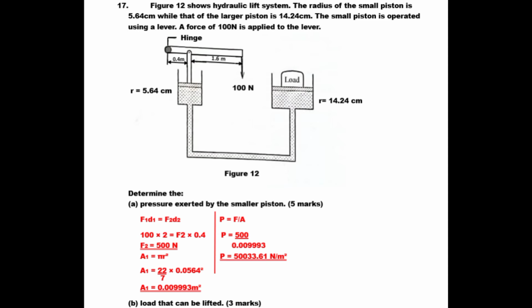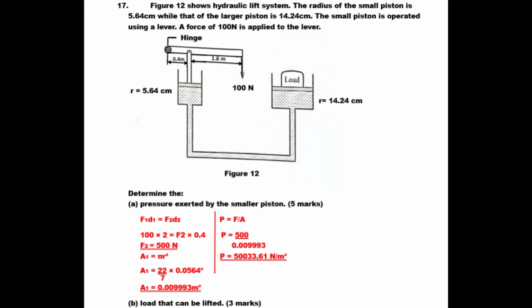So that means force 1 d1 equals force 2 d2. We apply the principle of moments for the lever. So 100 times the distance, the pivot is at the hinge, which is 2 meters, that is 1.6 plus 0.4. 100 times 2 meters is equal to force 2, which is now acting through the piston. The downward force acting through the piston, force 2, times distance from pivot, which is 0.4 meters, and that gives you force 2 is 500 Newton. 500 Newton, that's force 2 on the smaller piston.